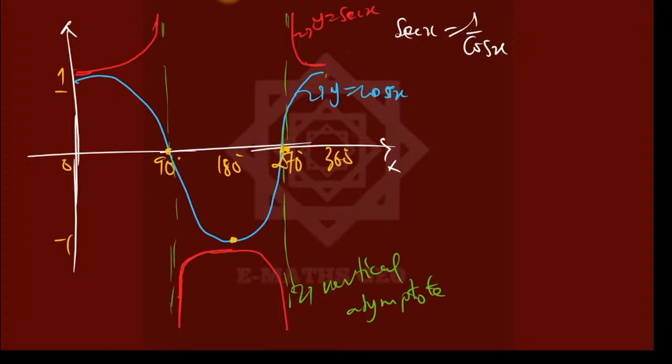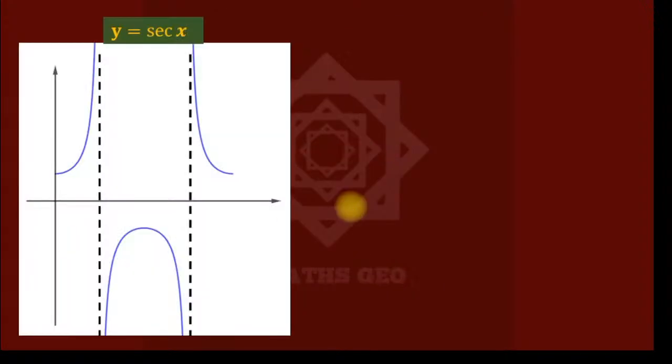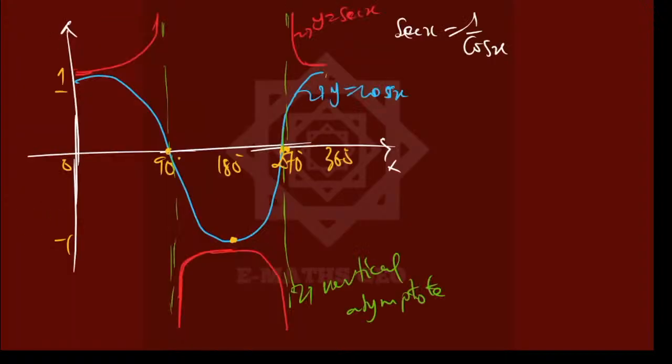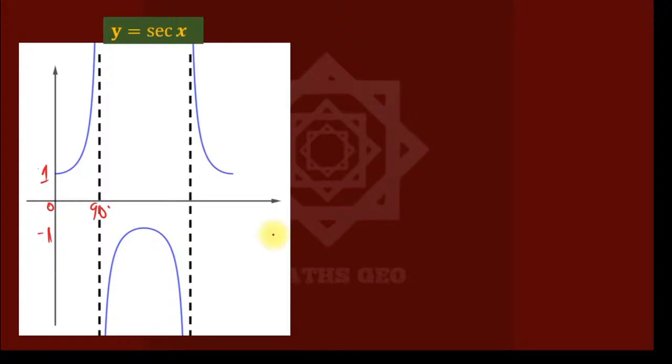So let's now use it, you can see what it looks like. Like I've said before, this is 1, that's -1. And the vertical asymptote occurs at 90 and 270. Here is 180, that's where it is negative. And this is 360.